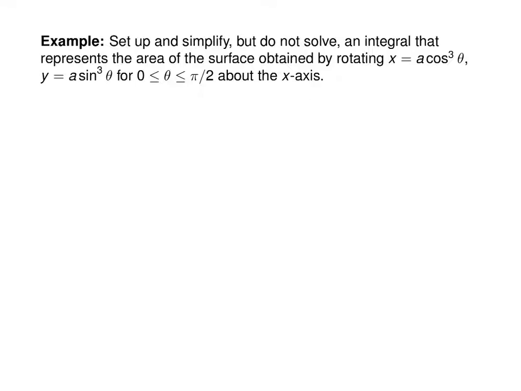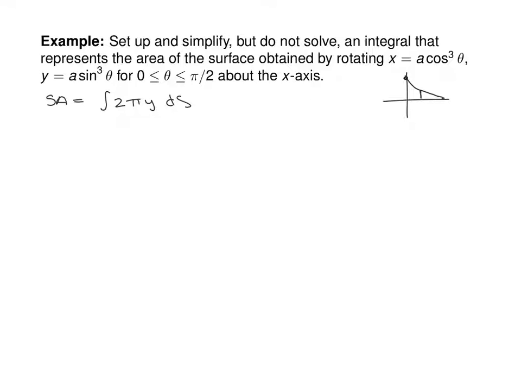So set up and simplify, but don't solve, an integral that finds the area of the surface obtained if we rotate this asteroid region from the previous example about the x-axis. So we're looking at this part of that asteroid. So we have the surface area formula, the integral 2 pi y ds for rotation about the x-axis.